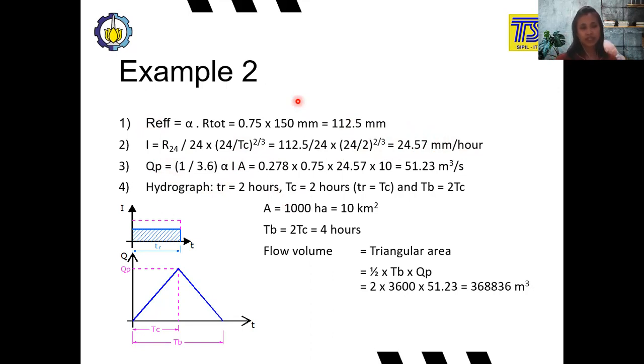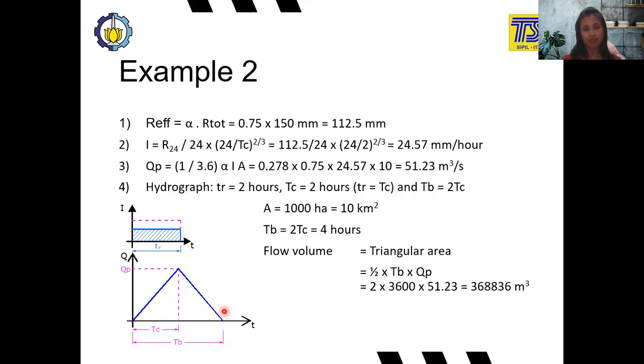And if we have the same time of rain and time of concentration, here we can assume that the time base is equal to 2 times time of concentration, because here we have the same TR, or time of rain. Of course, when it reaches peak, the time is the same as the rain stops. So after it reaches peak, the rain stops. Of course, it will be decreasing until it reaches 0. So we have this triangular hydrograph.